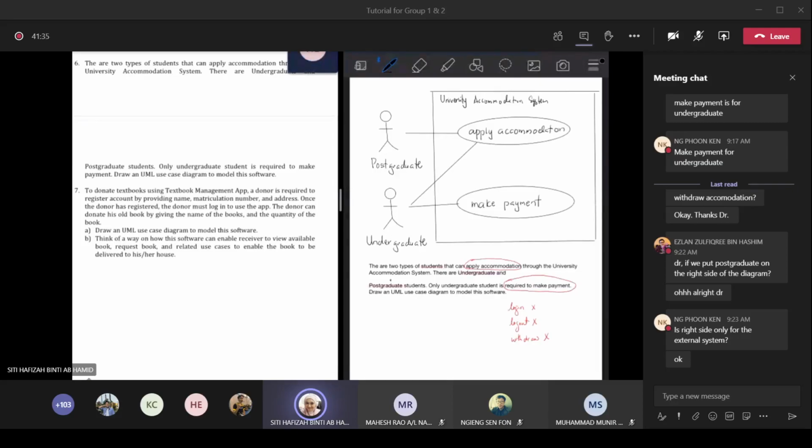To donate textbooks using the textbook management app, a donor is required to register an account by providing name, matric number, and address. Once the donor has registered, the donor must log in to use the app. The donor can donate his old book by giving the name of the books and the quantity of the book.